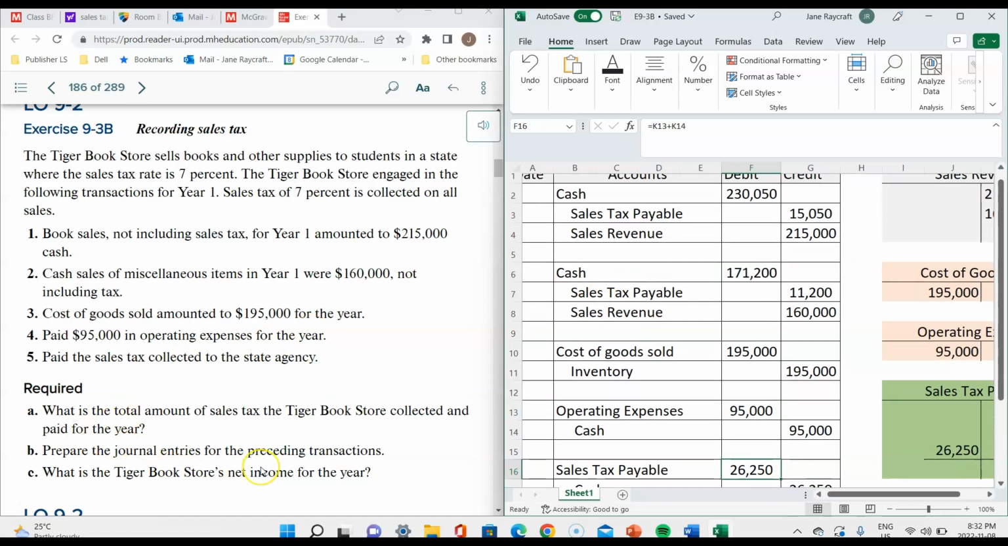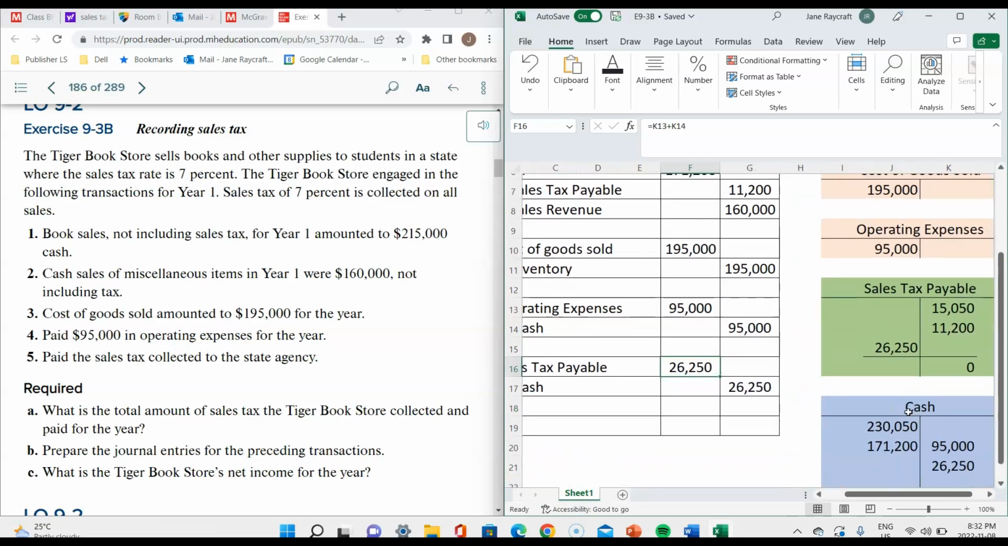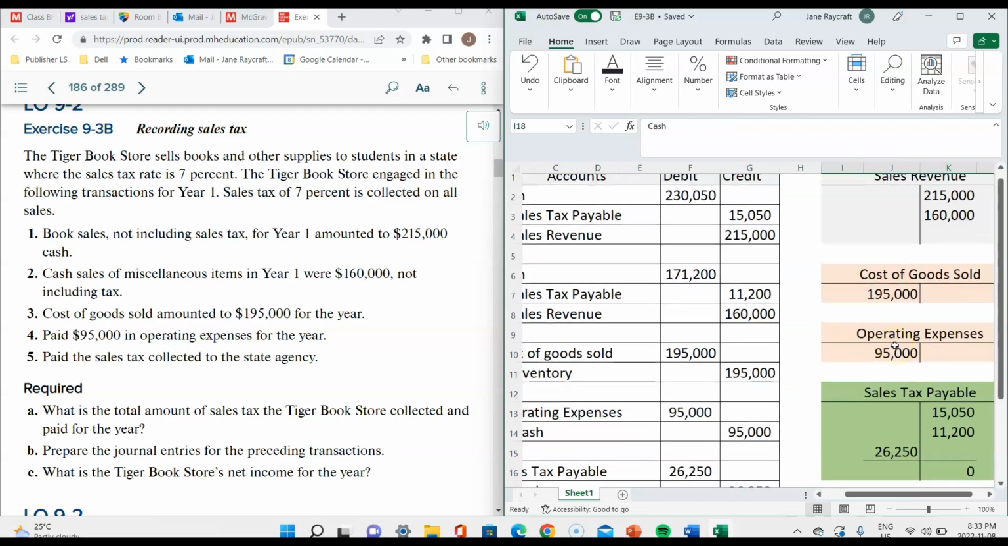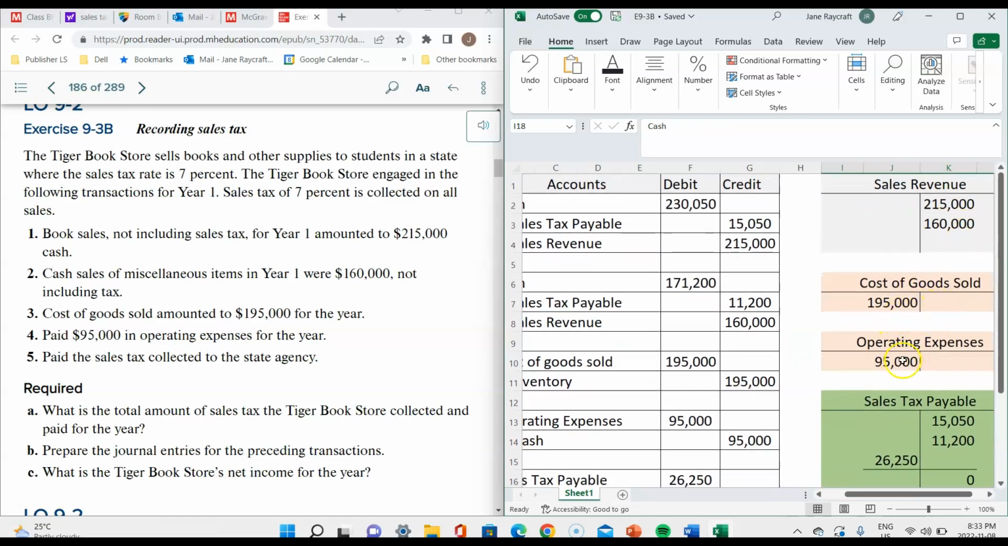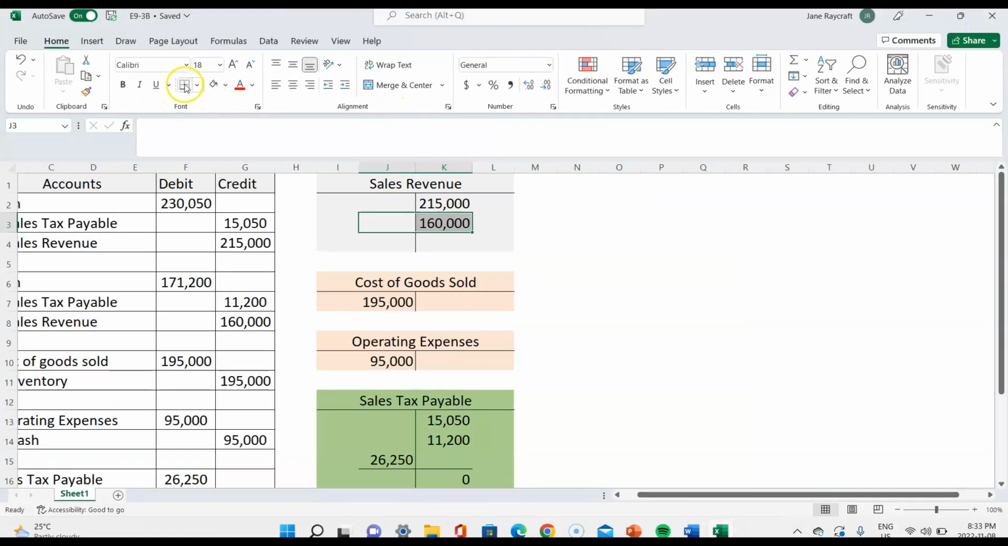Now, what is Tiger Books' net income for the year? Well, cash, that's an asset, not in the calculation for net income. Sales tax payable, liability. That's on my balance sheet. No good for calculating net income. Those income statement accounts, my sales revenue, cost of goods sold, and operating expenses, those are definitely the ones we want for that operating income.